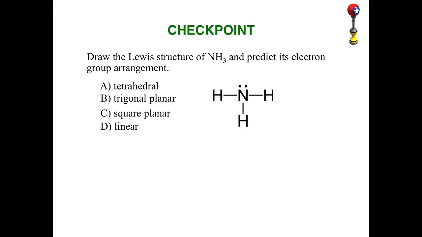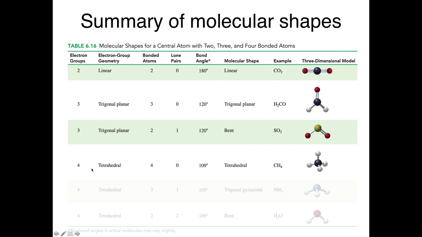When it's 2, it's linear. When it's 3, it's trigonal planar. And when it's 4, it's tetrahedral. Very good. So that brings us to our next shape.